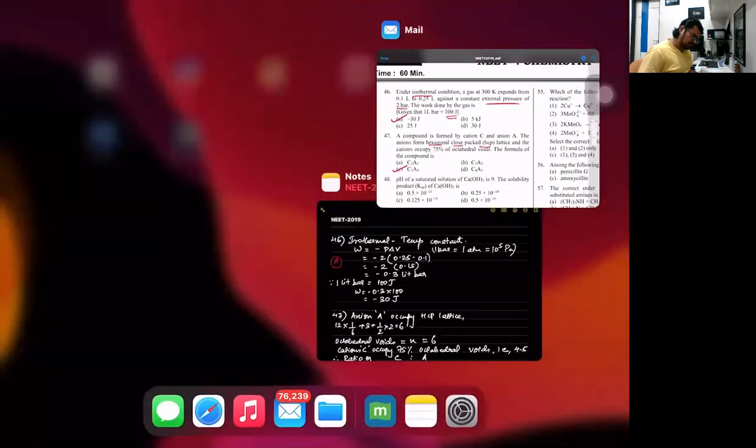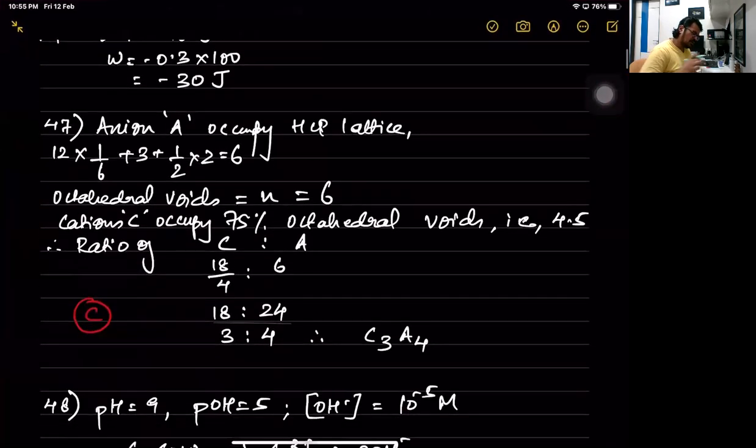Look here, please. Anions occupy the HCP lattice. So as I said, the hexagon part, 12 into 1 by 6 plus 3 plus half into 2. The octahedral voids is n. So ratio wise, 75% of the octahedral voids are occupied by the cation C, that is 4.5. So the ratio is 4.5 can be written as 18 by 4. So 18 by 4 is to 6. So that ratio is C3A4. So 47 is C.